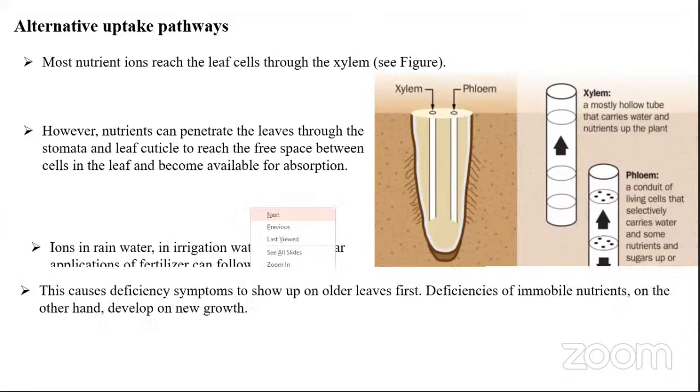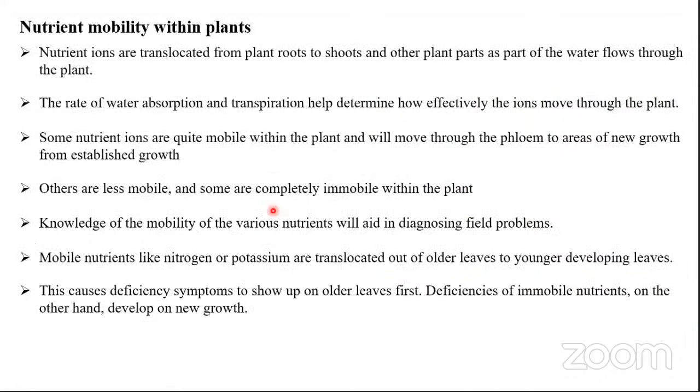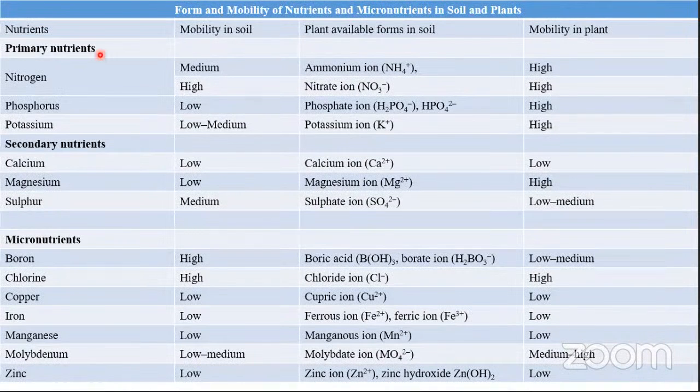At the same time, students, regarding nutrient mobility, there are two types of nutrients: one is called mobile nutrient, and another is called immobile nutrient. Based on this concept only, we can understand the nutrient status or the deficiency conditions of that particular crop. In the next slide, we will see this. Plant nutrients are completely classified into three groups. The first is called primary nutrients, the second is called secondary nutrients, and finally micronutrients.